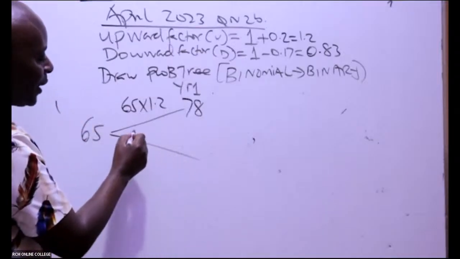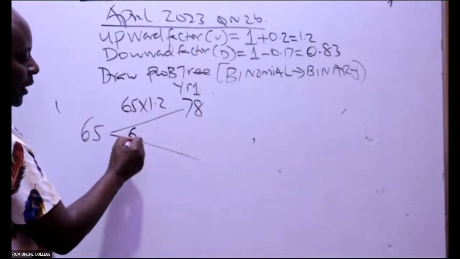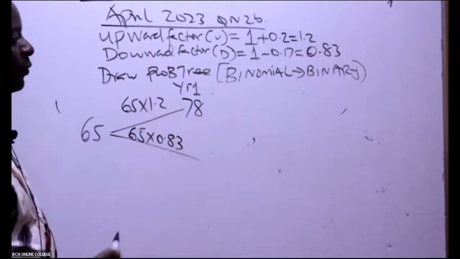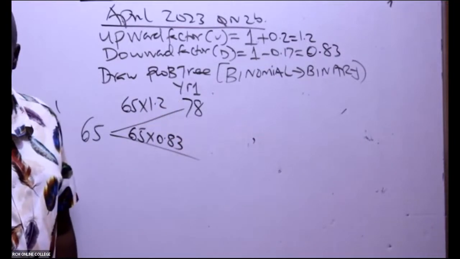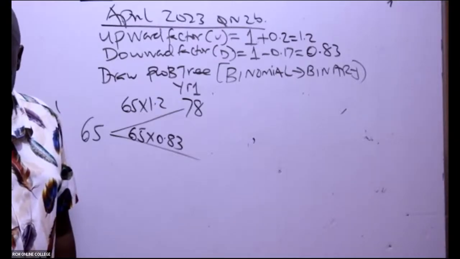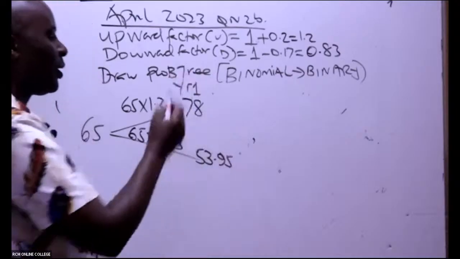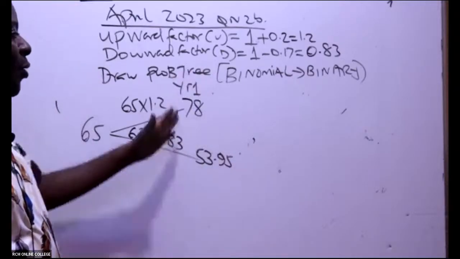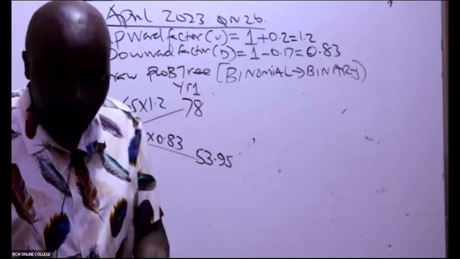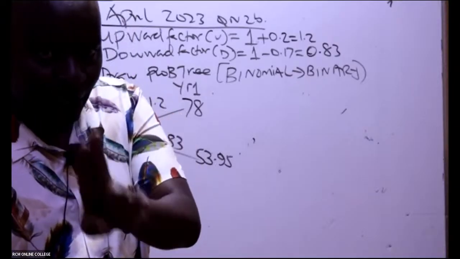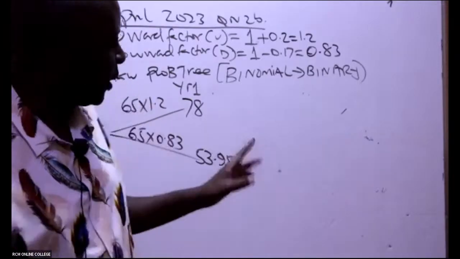And then, should it go down, it will be 65 times 0.83. Can somebody give me this figure? 53.95, right? 53.95. Thank you so much. So that is the end of year 1. Remember, they have told us to use what here? Two periods. So this is period 1.